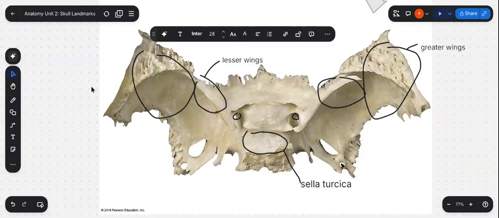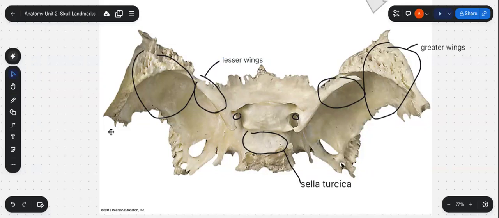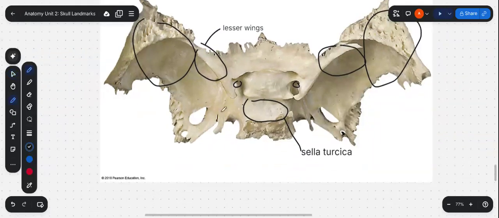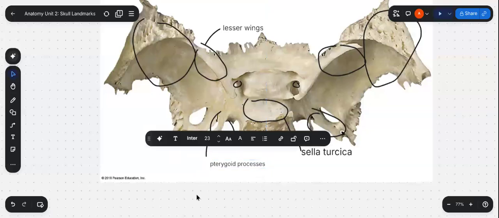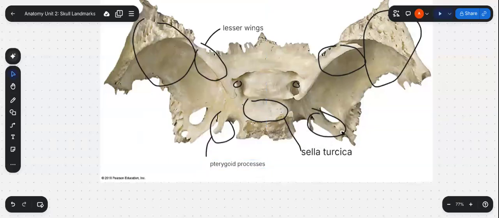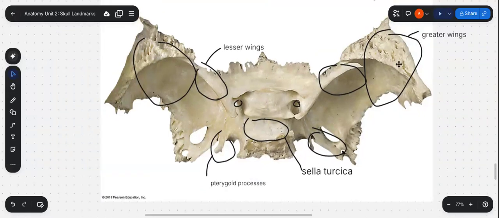Finally, you have your pterygoid processes, which are going to be these little projections over here and there. You have them on both sides, right and left. And again, these are your pterygoid processes. So the sphenoid bone doesn't really have a crazy lot. You just need to know lesser wings, greater wings, your sella turcica, and pterygoid processes.